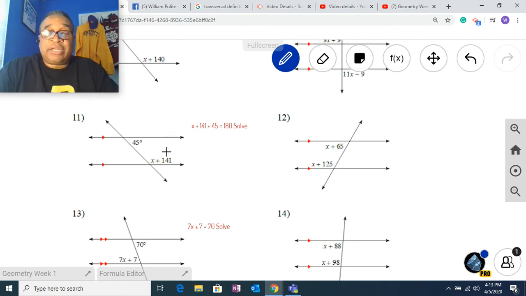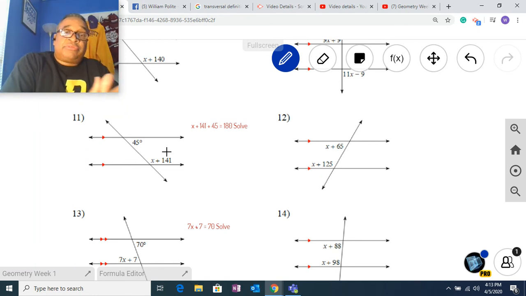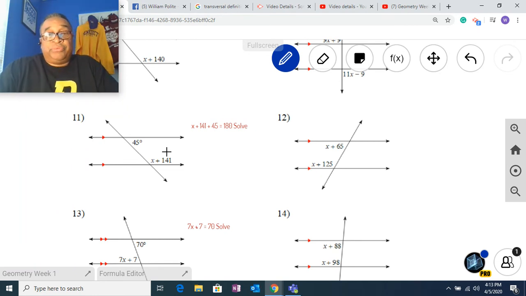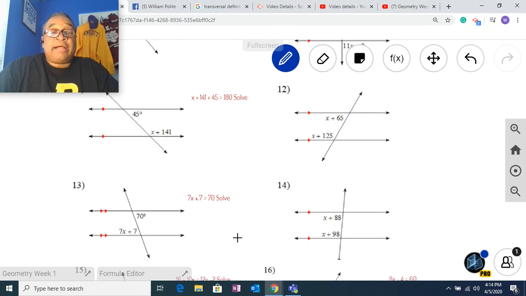Not tough, but you just have to know how to relate the theorems to the problem, and that's what we're here to do with these very fundamental skills. It's in the rigorous part. We're not really applying them, but you will see this stuff on ACTs and SATs all the time. 12, same type problem. Here we have, what do we know about this? Alternate interior angles, okay? We know that they are congruent, so I must set them equal to each other and then do my pre-algebra and solve.